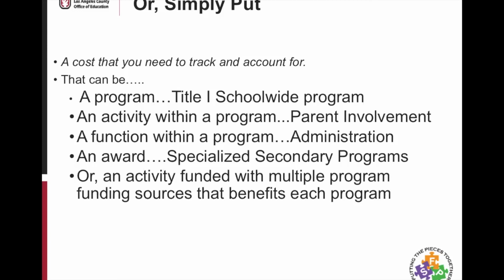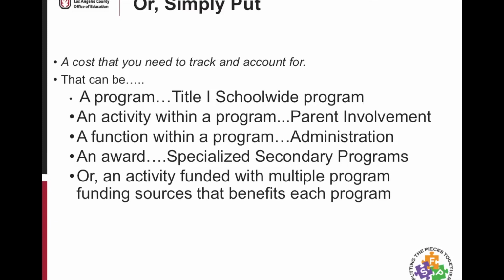So if you have a Title I administrator, okay, they're administering the program, it's still Title I, right? But administration is capped at 15%, so you have to track it. So Title I administration is a cost objective. An award, specialized secondary programs, for example, if it still exists, okay? If you get a particular award, that is a cost objective. Or an activity funded with multiple funding sources that benefits each program. Each program within there is a cost objective. So it means you have to track it. That's what a cost objective is.